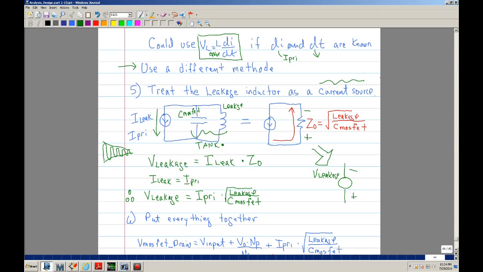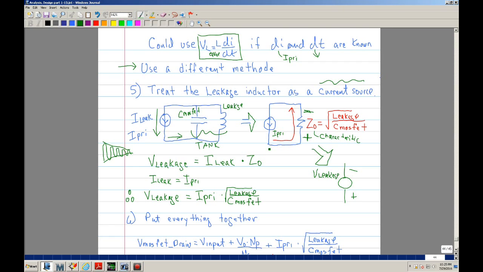And by using this concept, what you can do, you can simplify and say that this current is going to flow in this direction into the tank. So then you can modify this circuit, and you can say that the characteristic impedance of the tank is defined by the square root of the leakage divided by C MOSFET. So basically this current, remember it's I pi, is going to flow in this direction, and if it flows in that direction, then you end up with a negative and a positive in that direction.